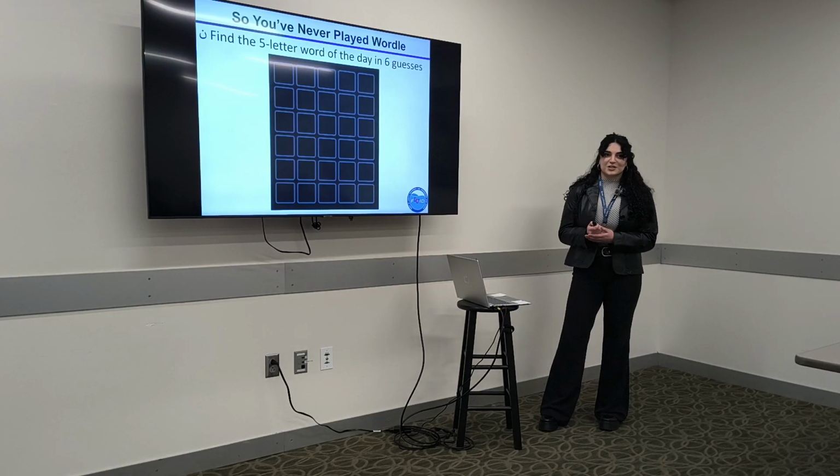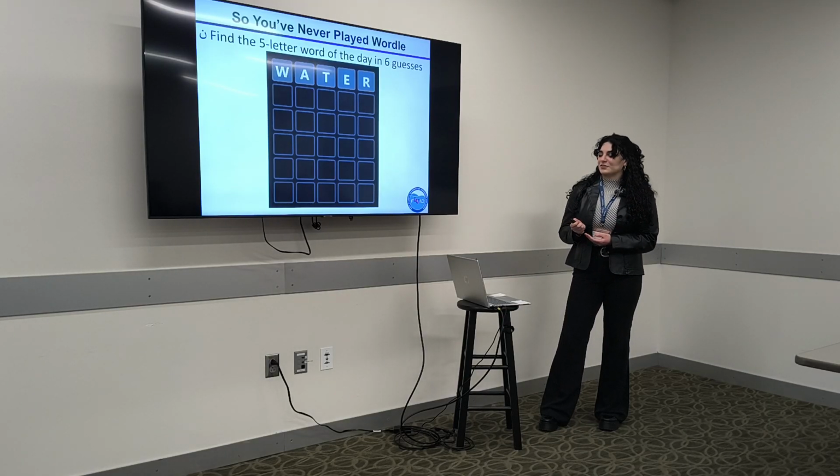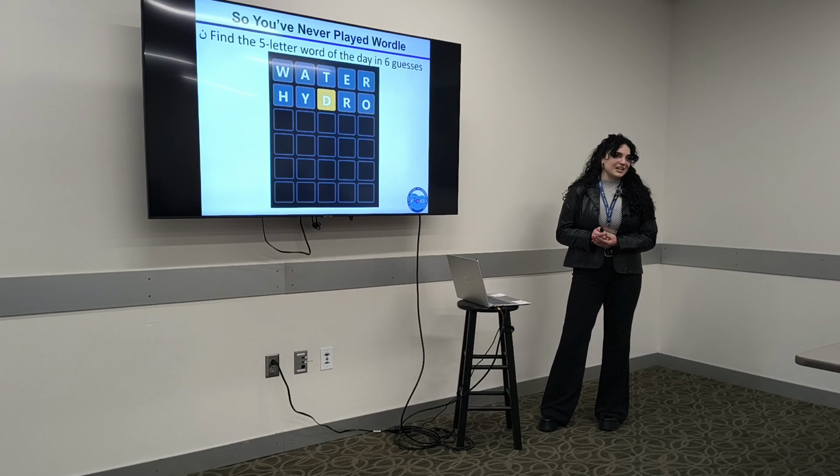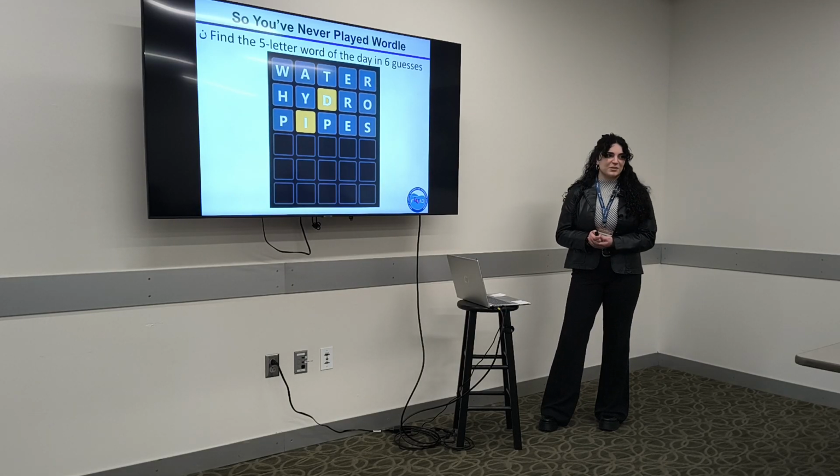So let's say your first word you input is water. You see that each of these letters are gray, meaning that none of these letters are present in the word of the day. So you put in a second guess. Hydro. You see the D in the middle is yellow. That means that there is a D in the word. It's just not in that column. So you try another word, and it's the same thing with the I. The letter is in the word, but it's not in that location.